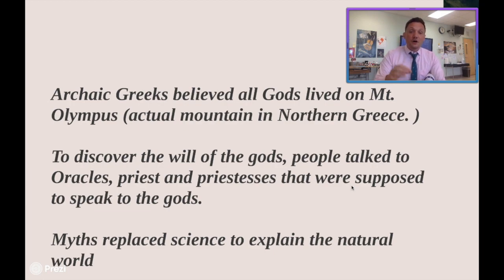So oracles are priests or priestesses that are supposed to be able to speak with the gods. The Oracle of Delphi is a very, very famous oracle that apparently talked to the father of Alexander the Great, to Alexander the Great himself, and apparently this is one of the wisest people that ever existed. So the oracles were a very, very big part of the archaic Greek community, right?